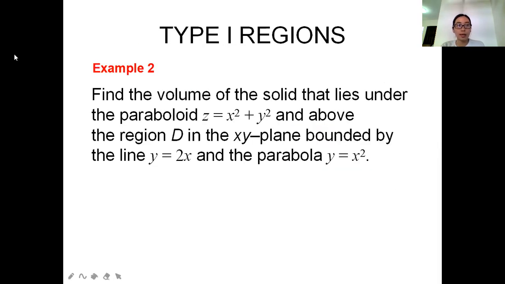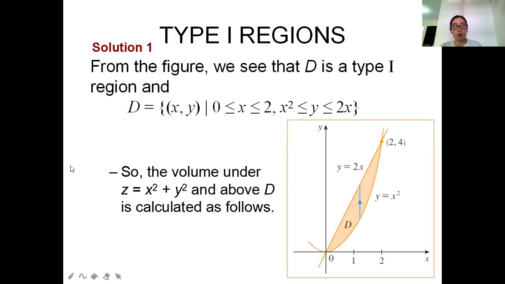Okay. So for example number 2, find the volume of the solid that lies under the paraboloid z is equal to x squared plus y squared and above the region D in the xy plane bounded by the line y is equal to 2x and the parabola y is equal to x squared. So now we are going to find the volume. So we have our solution 1. There is another, alternative solution, but this is solution 1 on top.